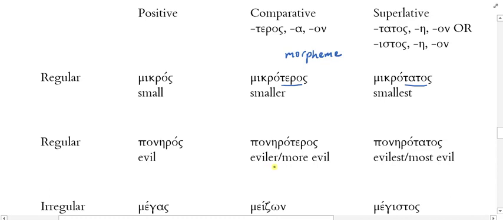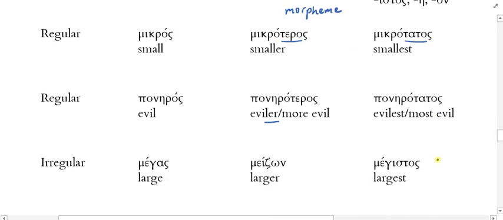Paneroteras, eviler. That probably sounds evil just to say eviler. Many of you would like to say more evil, but this is also a form that's used. And then paneratatas, evilest, or the most evil.